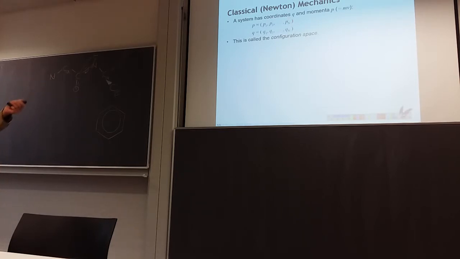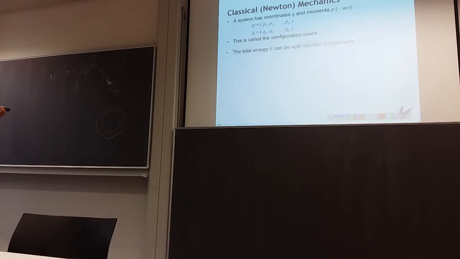Okay, so we have coordinates q and momenta p, and the momenta are just simply the velocity of a particle times the mass, and that's basically almost directly related to the kinetic energy. So it's easier to work with in the equations than just the velocity, because in the end it's about the energy. Together these are called configuration space, and this is actually what you need to sample, but that's a different story.